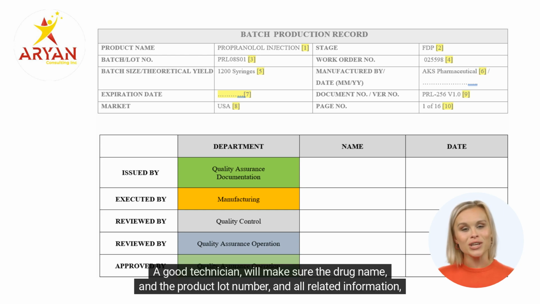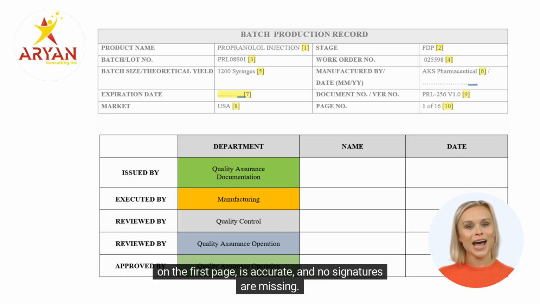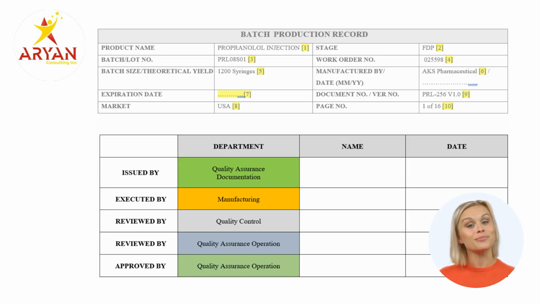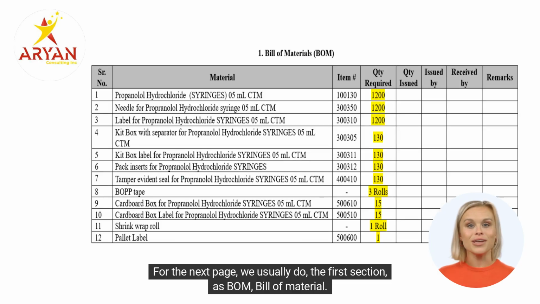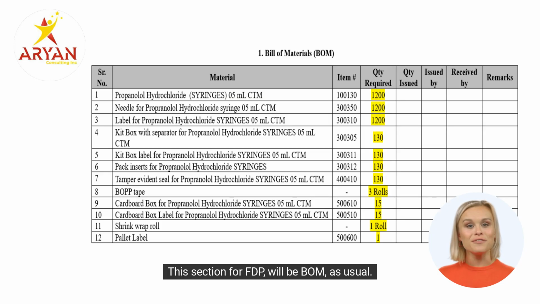A good technician will make sure the drug name and the product lot number and all related information on the first page is accurate and no signatures are missing. For the next page, we usually do the first section as BOM, Bill of Material. This section for FDP will be BOM as usual.